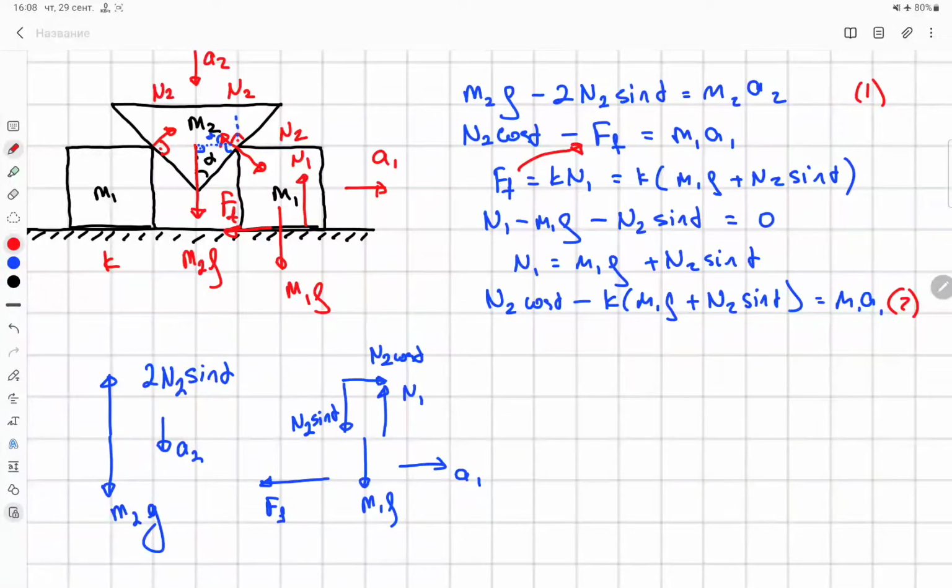So how many unknowns do we have? a1, a2, n2. In the first equation, we have n2 and a2. In the second equation, n2 and a1. Basically three unknowns, but we have two equations. As usual, we need one more equation in order to solve this problem, and we believe that it should be a relationship between accelerations. So now let's find a relationship between accelerations.